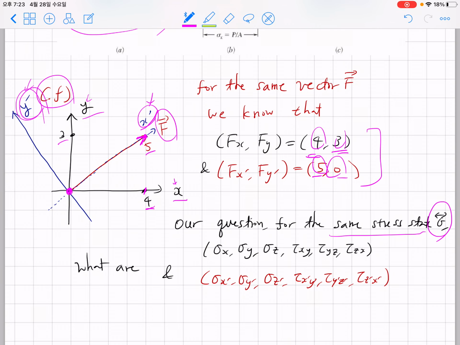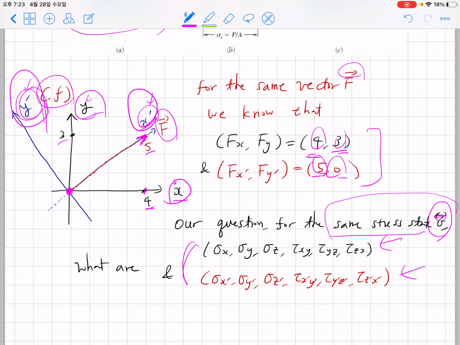For a tensor quantity, instead of one arrow, we use this kind of notation. For exactly the same tensor stress state, depending on the xy coordinate system or the x prime y prime coordinate system, the reading can be different: sigma x, sigma y, sigma z, and sigma x prime, sigma y prime, sigma z prime, and different shearing stress readings. But please remember that even though our reading is different, we're describing exactly the same stress state. Please find the analogy with your freshman calculus class.